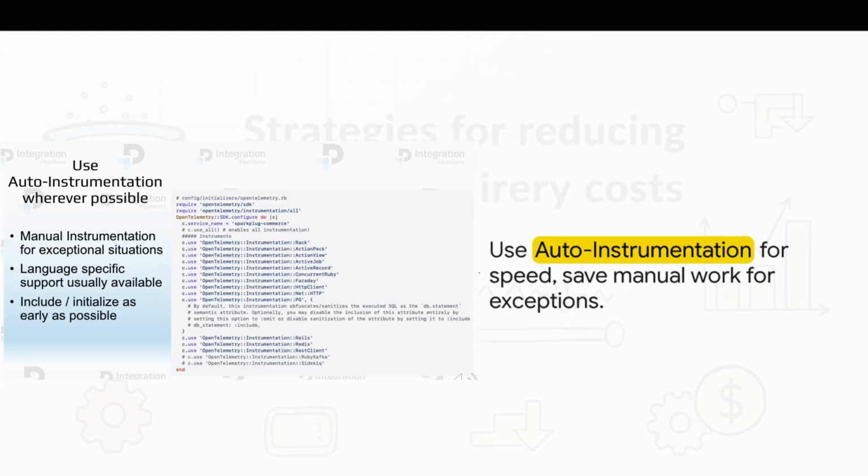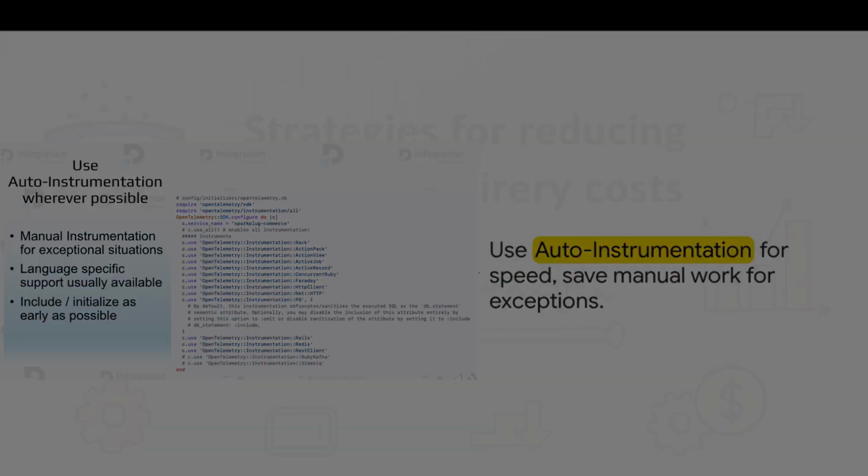First up, auto-instrumentation. This could be your biggest time saver. Instead of having your devs write custom code for every single service, you just let the OpenTelemetry libraries do all the heavy lifting. This gets you broad, consistent coverage right out of the box. And it means your team only has to spend time manually instrumenting the really unique, tricky parts of your system.